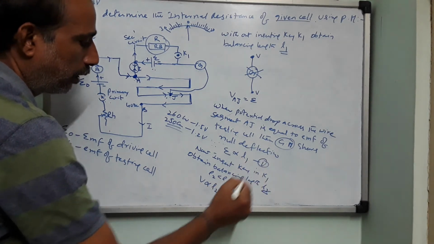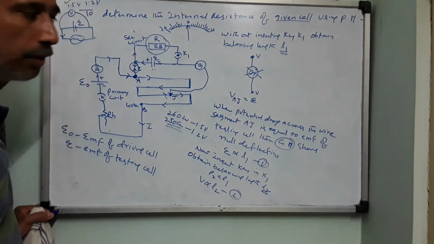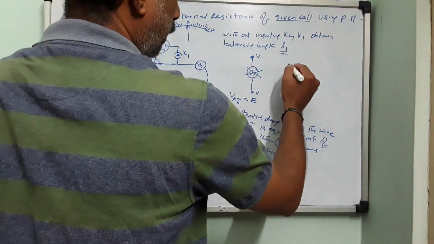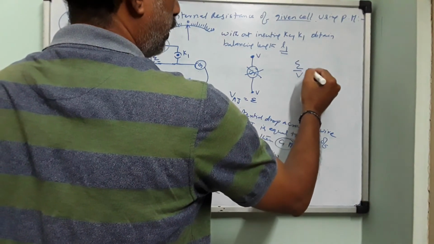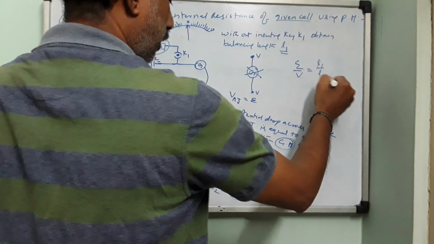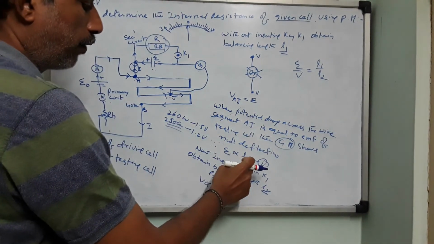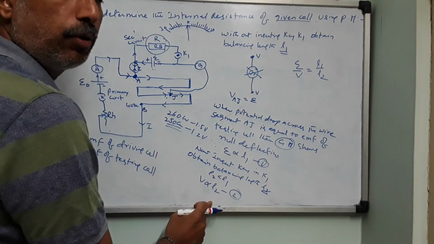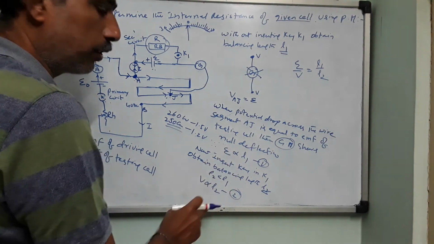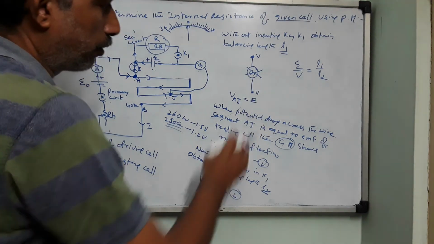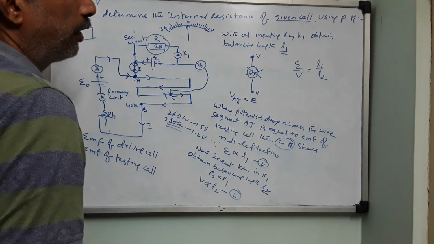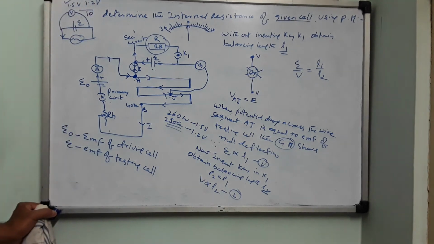Equation 1, and this is equation 2. From 1 and 2, take the ratio: E divided by V equals L1 by L2. E equals K into L1, V equals K into L2. The same constants in these equations will cancel out. So that's why I am writing directly E by V equals L1 by L2.